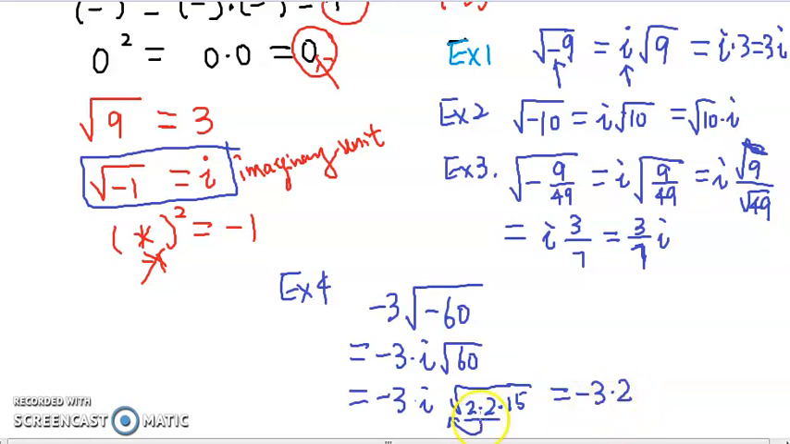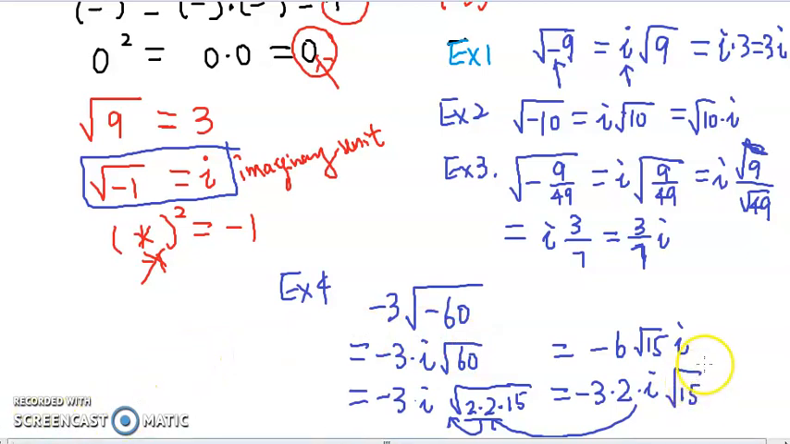I'm going to put the numbers together. So this 2 comes from here, and square root of 4 is 2. And that I will keep, so that would be this imaginary unit i. And then there's a square root of 15. We can go ahead and multiply negative 3 and 2 to get negative 6. So I'm going to put negative 6 and that square root of 15. They're both real numbers together, and then put the imaginary unit after that.